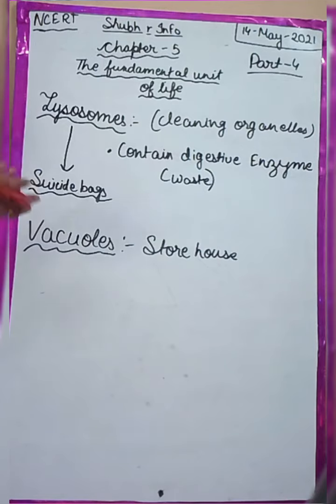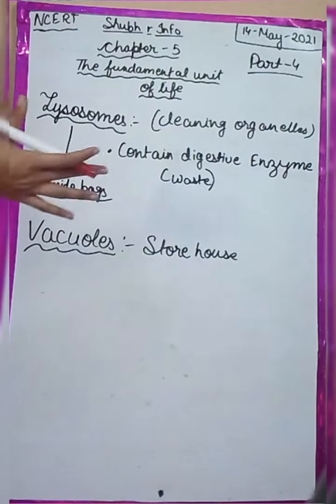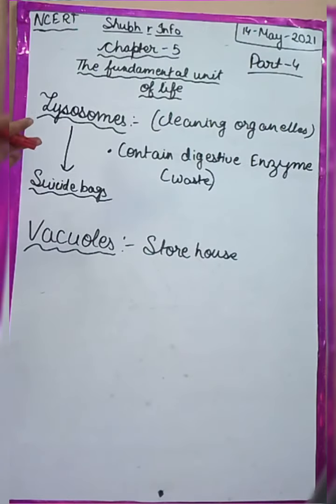Lysosomes are also known as suicide bags. Why are they known as suicide bags? Because they do suicide. If any cell has got injured, they just blast themselves. After they blast themselves, the injured cell gets recovered. That is why they do suicide and are known as suicide bags.